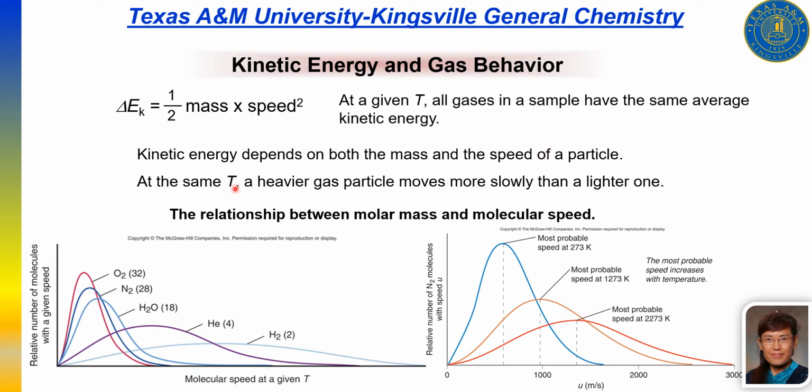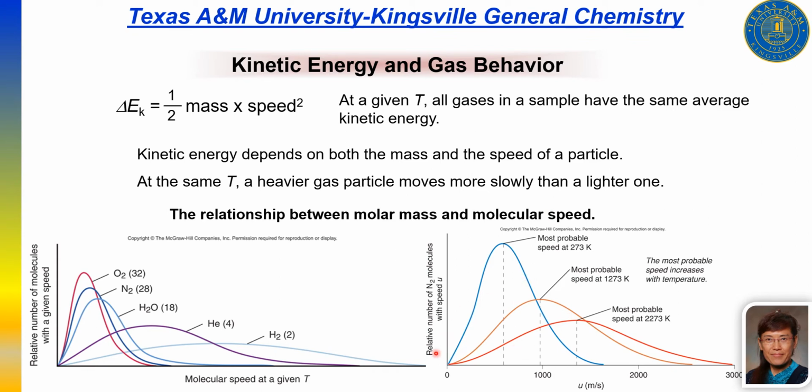At the same temperature, if you have larger particles, those larger or heavier particles move slower than the lighter ones. For example, if you have oxygen, nitrogen, water molecule, helium, and hydrogen, which one moves slower? The oxygen molecule, generally speaking, moves slower than the smaller ones, like hydrogen. And also your kinetic energy is related to the speed, and the molar mass and the molecular speed also have a relationship.